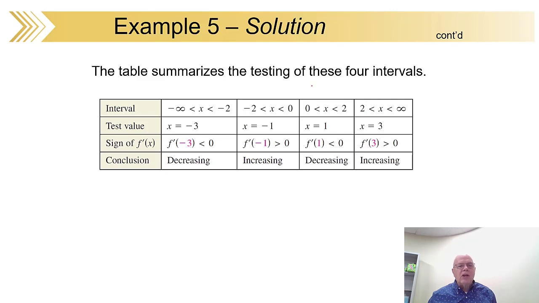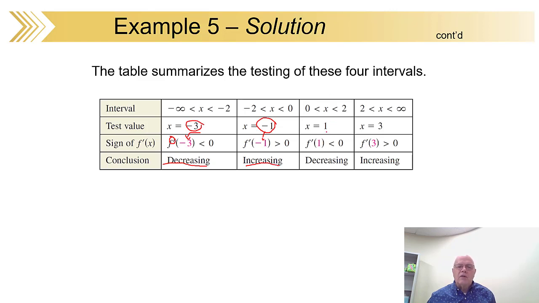And here are the numbers that the person that made these slides used. From -infinity to -2, they picked a -3. They put that -3 into the derivative, and they don't care how big it is, just the fact that you get a negative answer out of that. That means the function itself is decreasing. In the second one, from -2 to 0, they picked a -1, obvious choice, put it into the derivative, it was positive, so the function is increasing there.